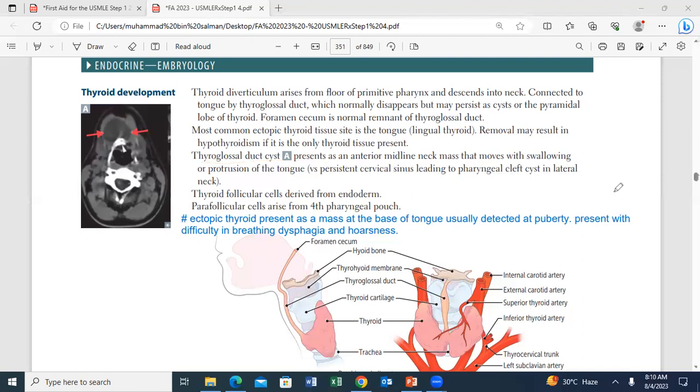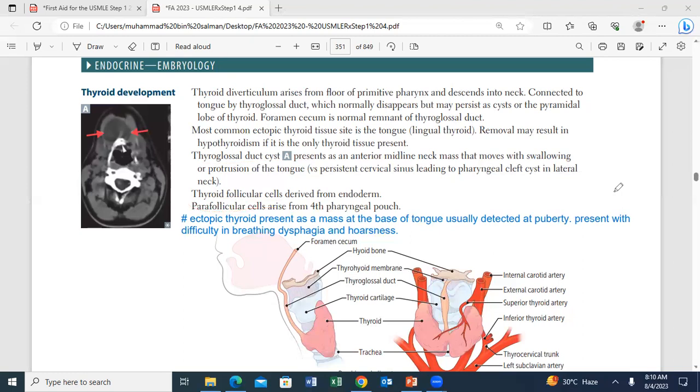Now let's have a look at the cells. There are two main kinds of cells: thyroid follicular cells, and second, the parafollicular cells. Thyroid follicular cells produce the main hormone, the thyroid hormone, which is T3 and T4, and parafollicular cells produce calcitonin, which has a role in calcium homeostasis.